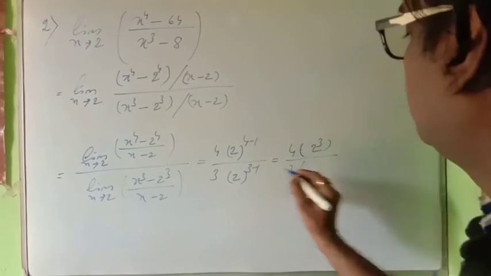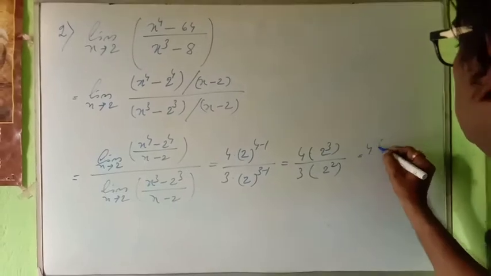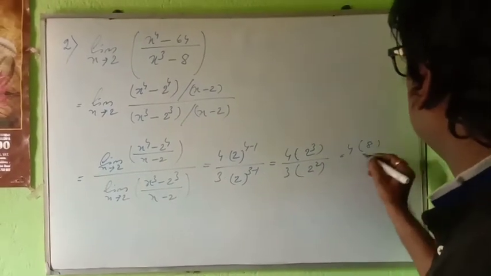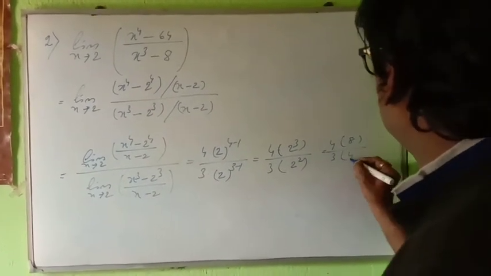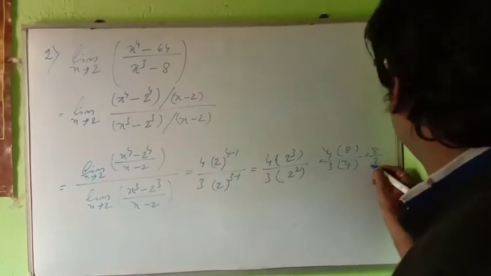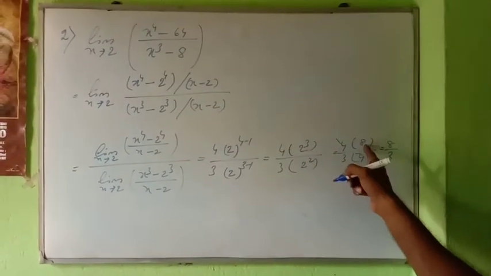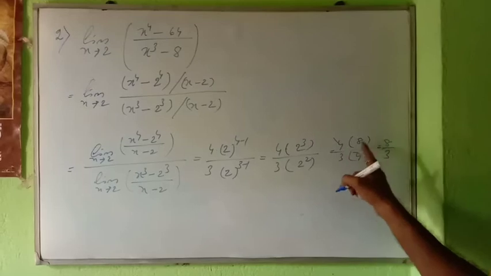This will be 2 to the power 2. That is 4 into 2 cube is what? 8. And this will be 3 into 2 square, 4. This 4 cancels. How much are we getting? 8 by 3 is the answer. 2 cube means 8, and here 2 square means 4, cancel. 8 by 3 is the answer.